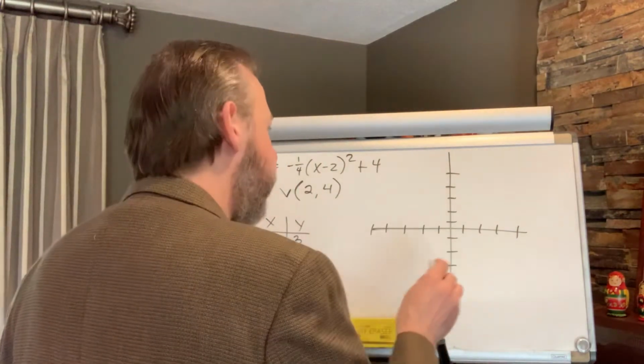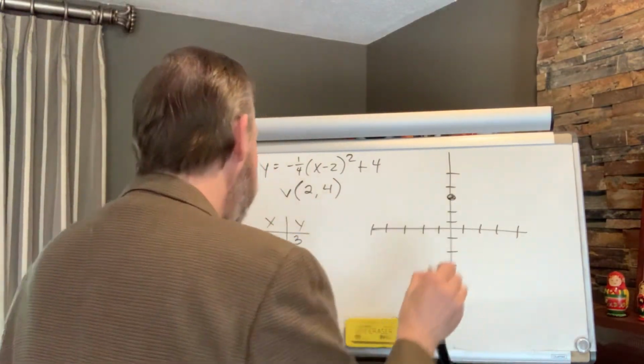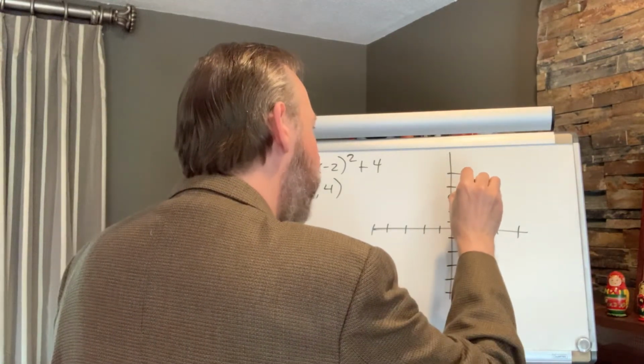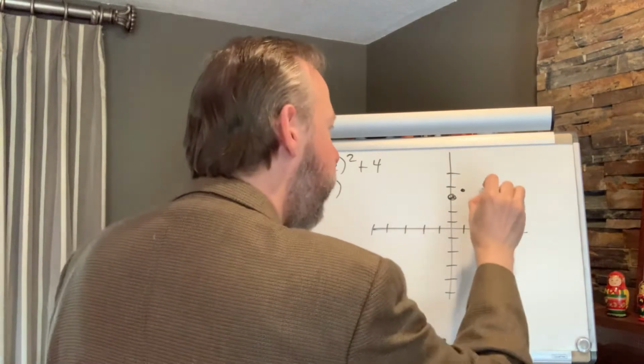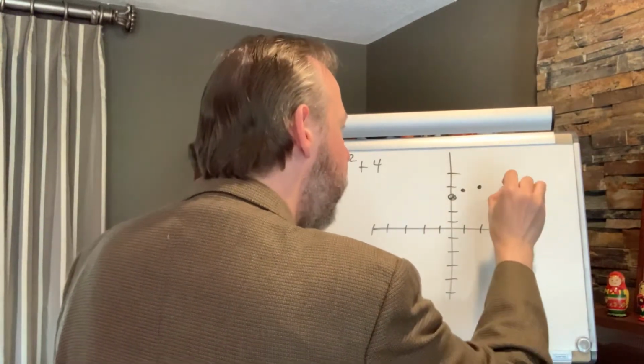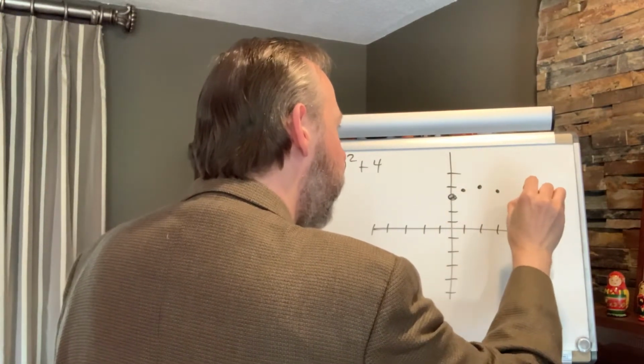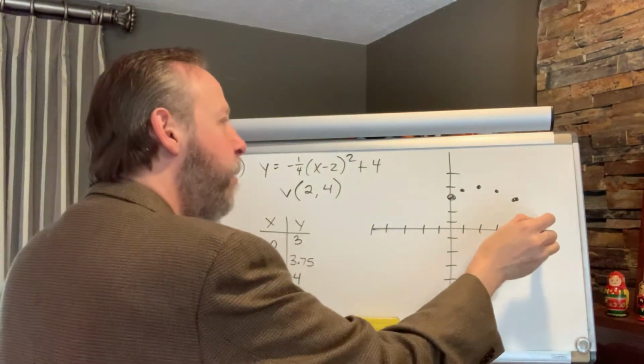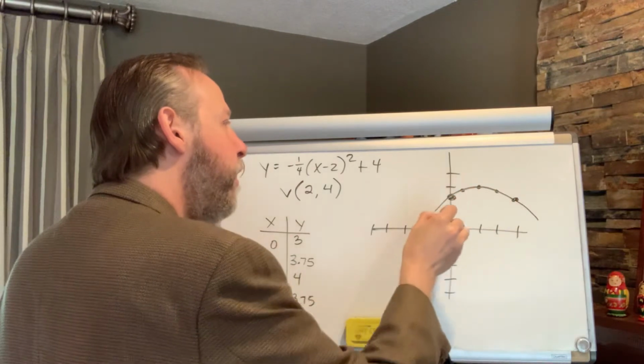0, 3 is the first coordinate to plot. It's right there. Then 1, 3.75, so almost at 4. And then 2, 4. And then 3, 3.75. And then 4, 3. So it looks like that. It's a very wide parabola, and that's perfectly fine.